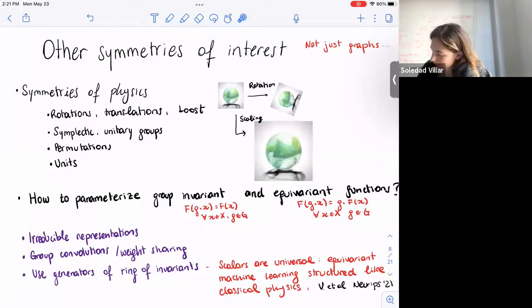I'm going to move to a different group action and a different space. In particular, I'm going to focus on other symmetries of interest, in particular the symmetries of classical physics, like rotations, translations, and maybe permutations. And I'm going to try to parameterize the class of functions that are rotation equivariant or scaling equivariant, for instance.